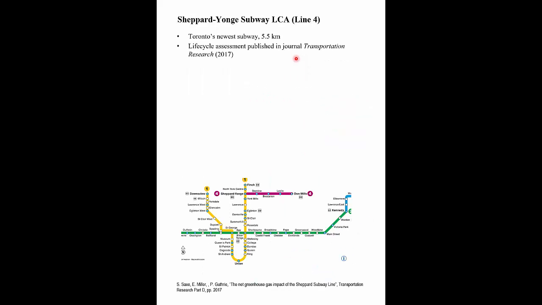Okay, this is a really technical one. This is from my grad course. So this is some results of looking at the life cycle analysis of, as an example, the Sheppard Young subway. So this is the new subway line, line 4, 5.5 kilometers long. And there was a journal paper published here by Sachs and Miller and Guthrie looking at the net greenhouse gas impacts of this Sheppard subway line. So it's pretty new. It's an interesting example of life cycle analysis.